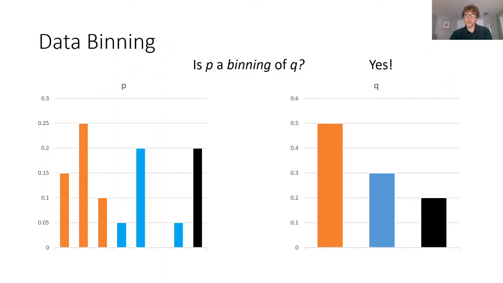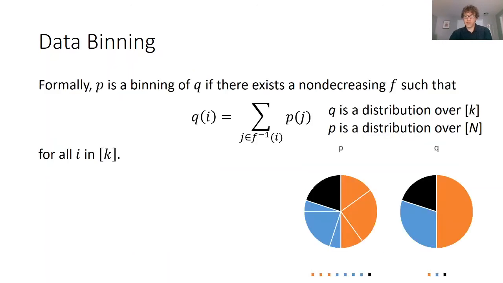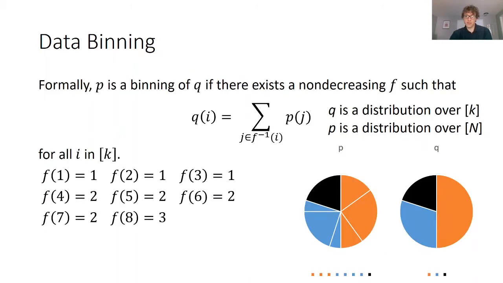This is a little bit easier to see if we use a pie chart for these things instead, because then once we put everything together and color it, the pie charts are exactly the same except for the transition points in P. So if we go back to the definition and look at our example we just did, the non-decreasing function f essentially tells us how to color these graphs. And again, this function f is non-decreasing.